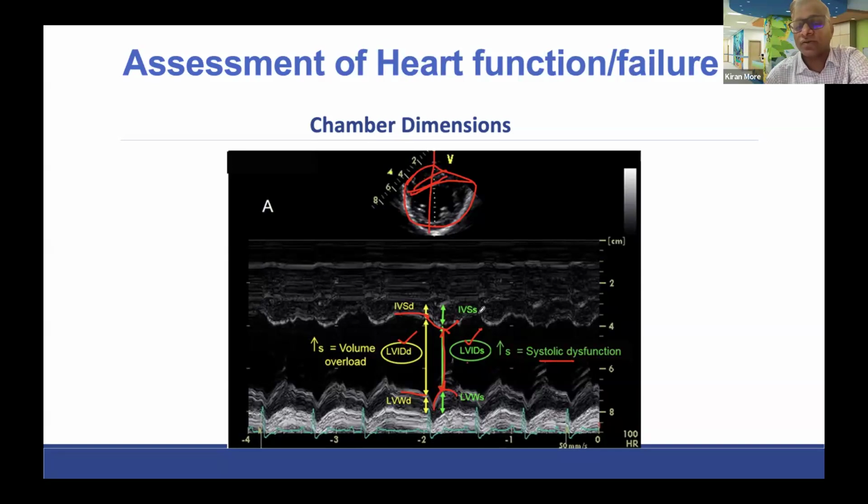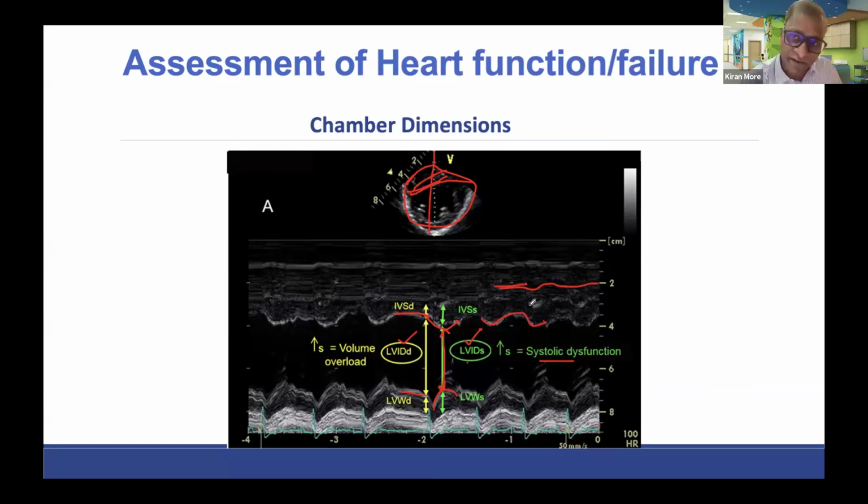So as you can see here, it is very nicely contracting, but in a less sort of dysfunction heart or a less moving heart, your septum will be like this, not much moving. And the diameter change will be less. So your fractional shortening will be less. So this is one way of doing it.